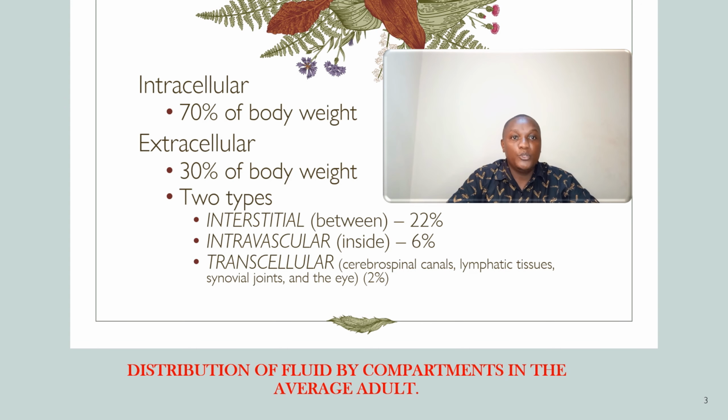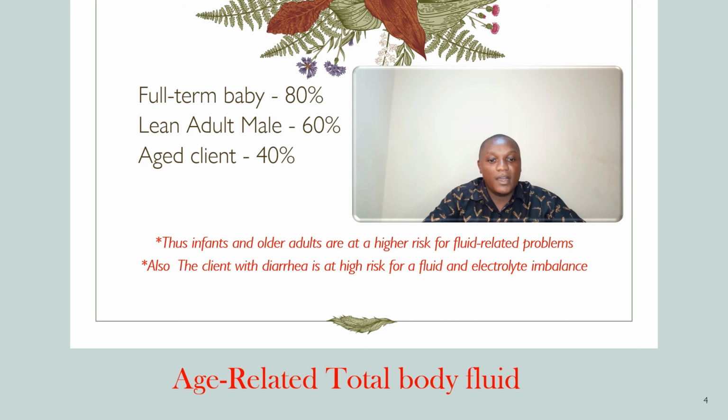Now when you look at the distribution of fluid by compartments in the average adult, 70% of it is intracellular and 30% is extracellular. This extracellular fluid can be interstitial, which is at 22% between the tissues. Intravascular, inside blood vessels, it is at 6%. And transcellular is like cerebrospinal fluid, lymphatic tissue, synovial joints, and even inside the eye. This is at 2%.